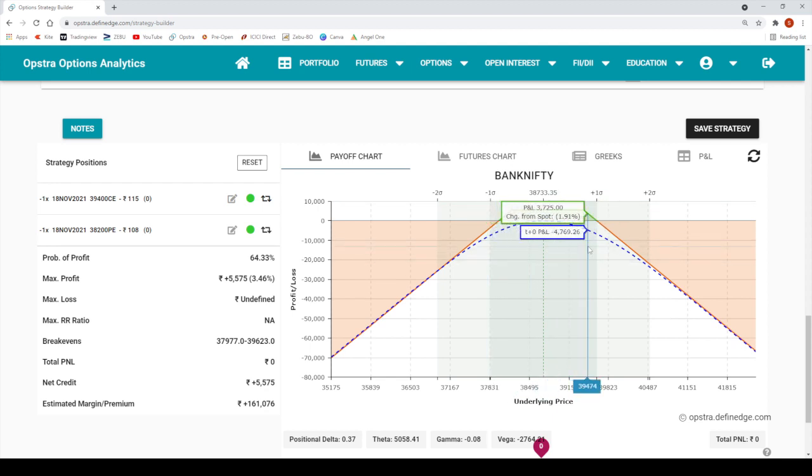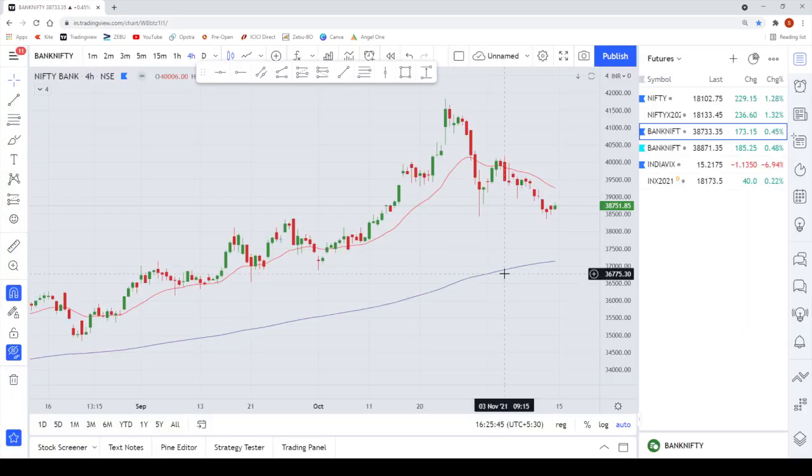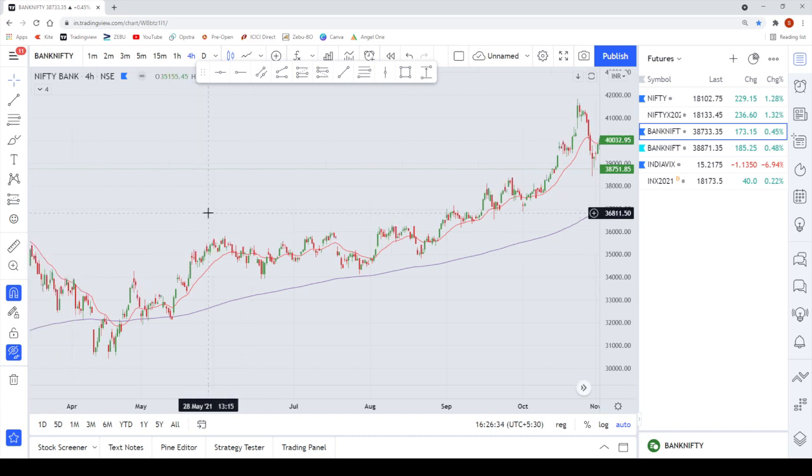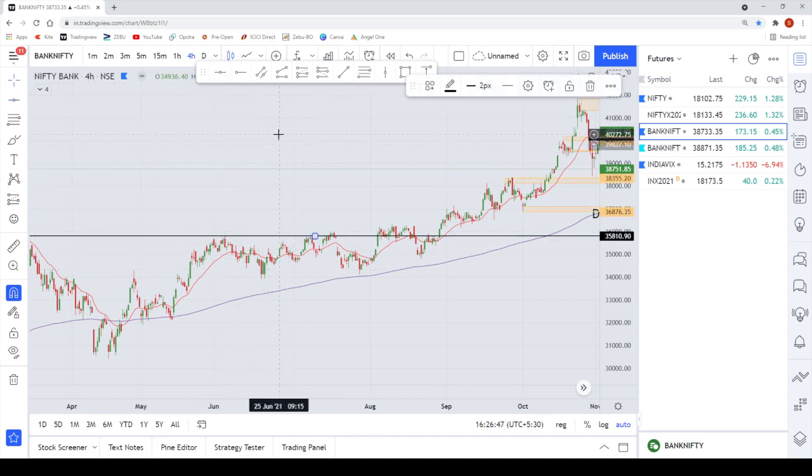Now we will do a back test on a particular week and see how to do adjustments. I am opening the Bank Nifty chart, in the 4-hour time frame. Normally a strangle works very well in a sideways market. You can draw a support and resistance, and whenever the price is in the middle of that support and resistance, you can create a strangle strategy. Here from June to August, we have a very good sideways market. You can draw a resistance over here and a support over here.